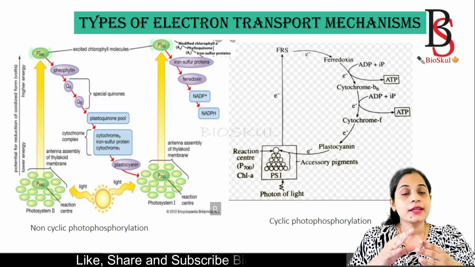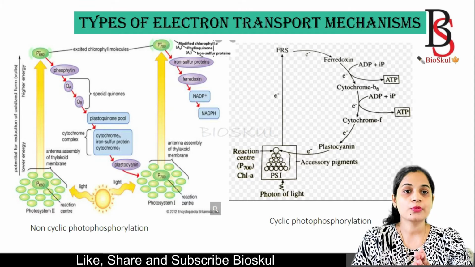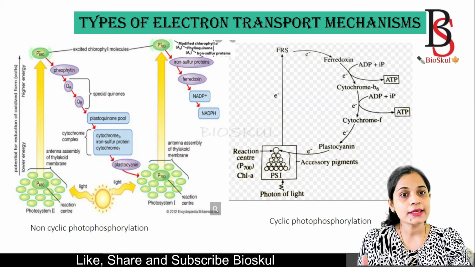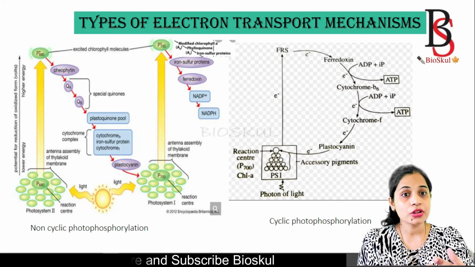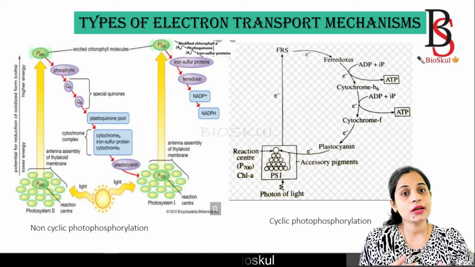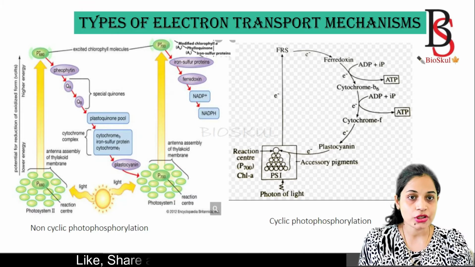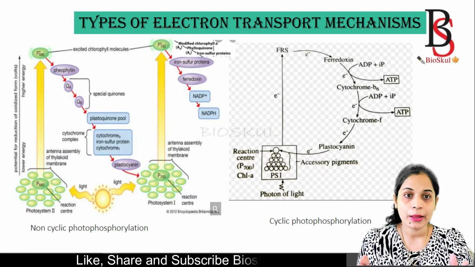As we see, the electron flows through the light reaction. Actually, there are two types of electron transport mechanism: one is known as non-cyclic electron transport and the other is known as cyclic electron transport. As its name indicates, non-cyclic means the electron which is transported from the reaction center will not come back to the reaction center again. Cyclic means the electron transported from the reaction center will come back to the reaction center. So now we'll see the non-cyclic and the cyclic ways of electron transport.